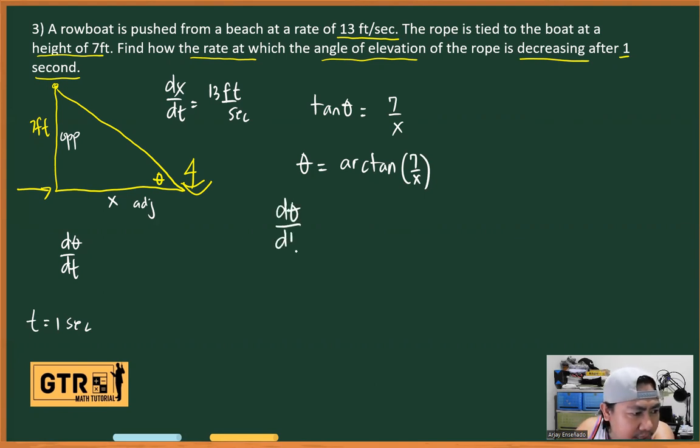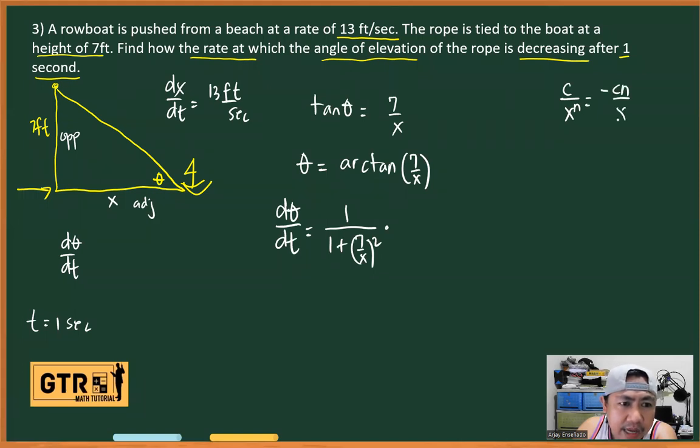Differentiate d theta over dt. So we have a formula for arctangent: 1 over 1 plus u squared. But our u is 7 over x. So we have 1 plus 7 over x squared times derivative of this. Okay, so we have direct formula for c over x to the n. So ang formula natin dyan is negative, multiply lang natin to cn over x to the n plus 1 times derivative of x with respect to t. Galing lang din ito sa power rule, shortcut lang. So this will become negative 7 over x squared times dx over dt. Okay, so ito yung hinahanap natin.